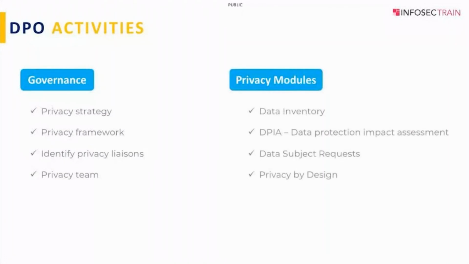Then you have to implement the privacy modules. Now, data inventory, like I said, records of processing activity. This is like a key. After you identify the list of personal information, and what are PI and SPI, probably the main focus of yours should not be on any other thing apart from data inventory.